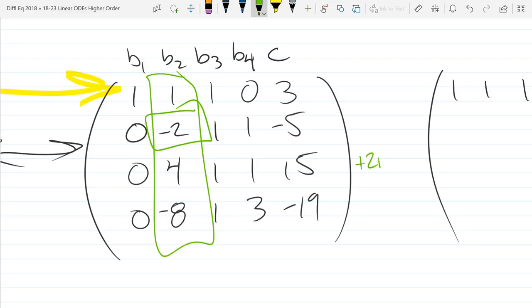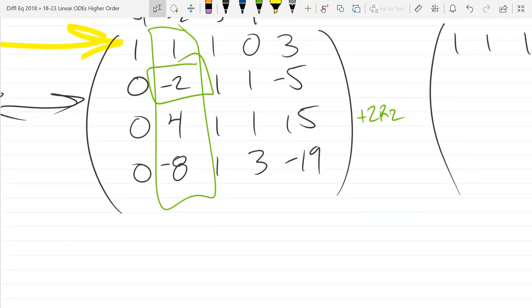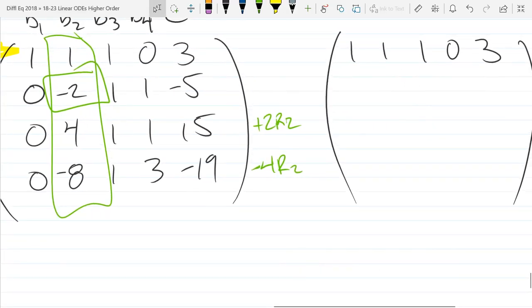So I got plus 2, row 2, and now minus 4, row 2. That would give me positive 8. So any questions on those two, the reasons behind those two? That should be canceling out column 2.